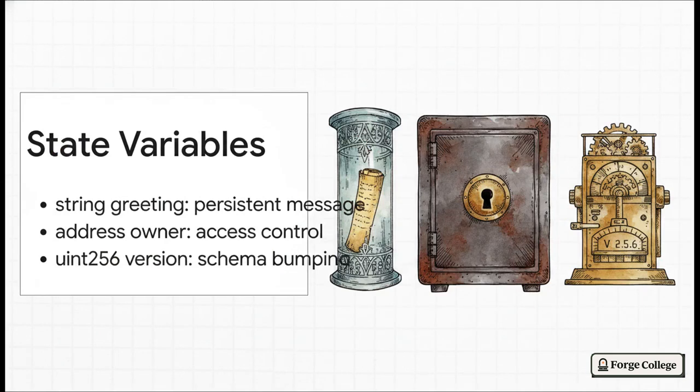From that simple statement, we can derive our exact state variables. First, a string named greeting. This will be our persistent on-chain message. Second, an address named owner. We need this for simple access control.